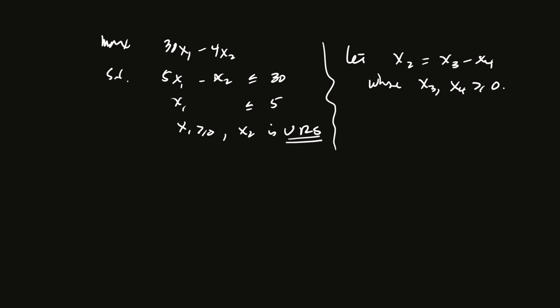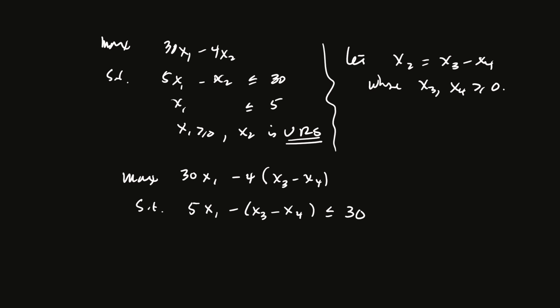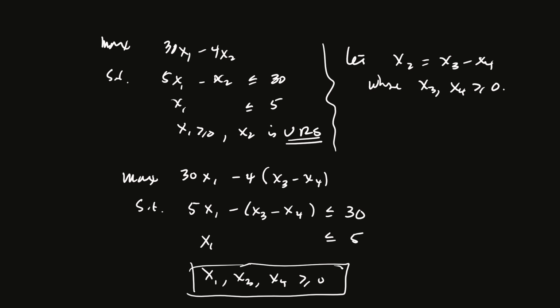Okay, and in doing that, we now have max 30x1 minus 4 times (x3 minus x4), such that 5x1 minus (x3 minus x4) is less than or equal to 30, and x1 is less than or equal to 5, and now x1, x3, and x4 are all greater than or equal to 0. Good. So in introducing these new variables, we were able to get rid of this unrestricted in sign variable and replace it by all variables that are greater than or equal to 0.